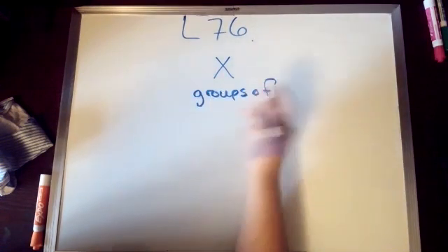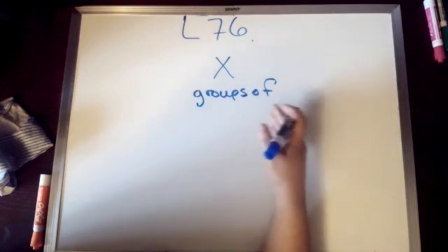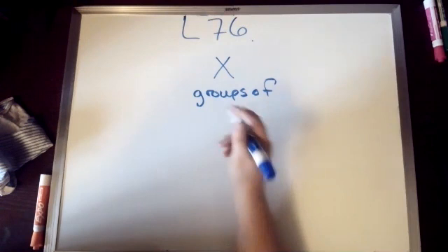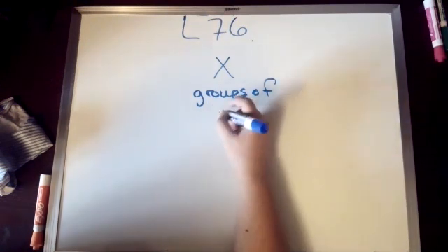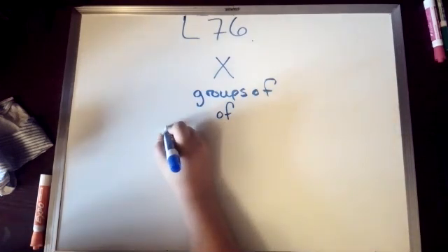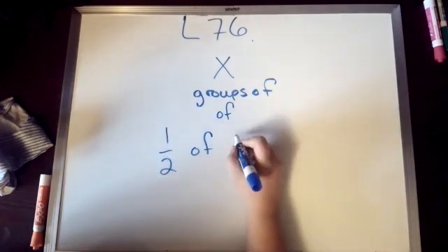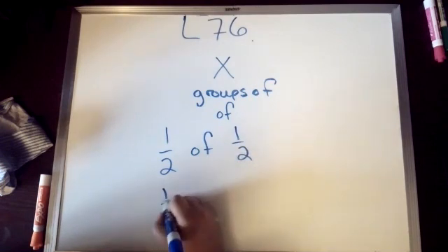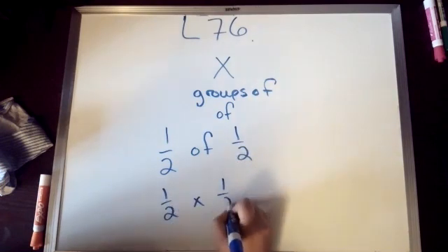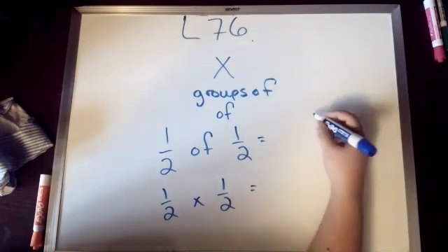So normally when we'd see it, we'd be saying groups of. So I have 3 groups of 4 equals 12. That's what the whole sentence would say. When we're using fractions, we tend just to use the word of. So for example, if I have half of half, which is also written like this, half of half, what I get is this.